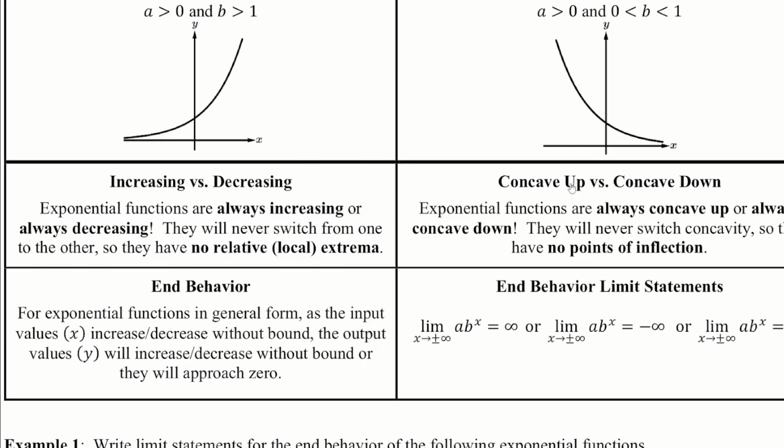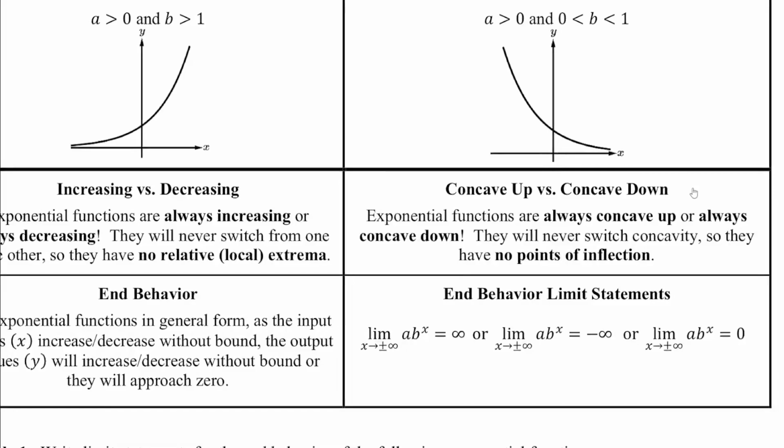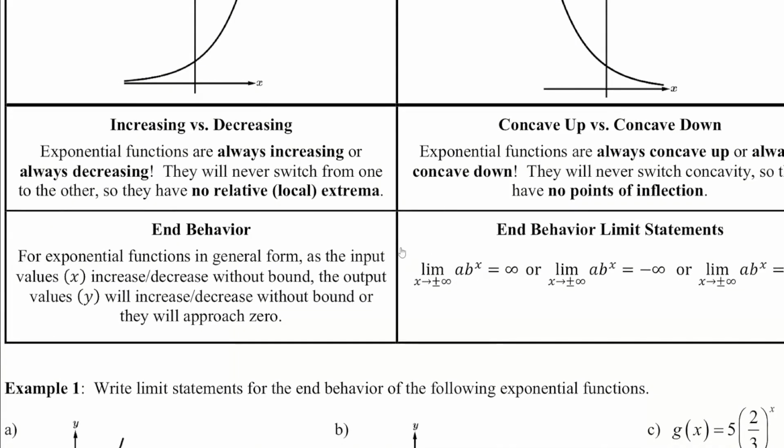Same thing applies to concave up to concave down. It will always either be concave up or always concave down. Thus, we can infer that there will never be any points of inflection, since we're not changing concavity at any time. And then end behavior.